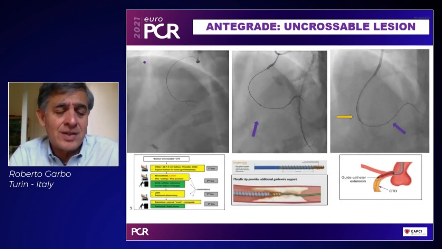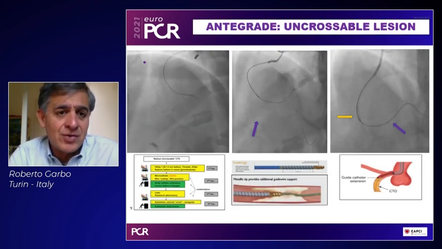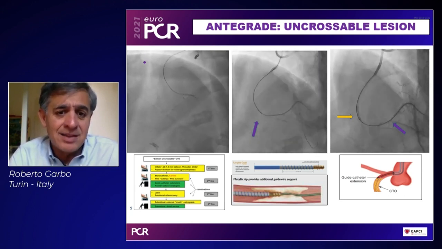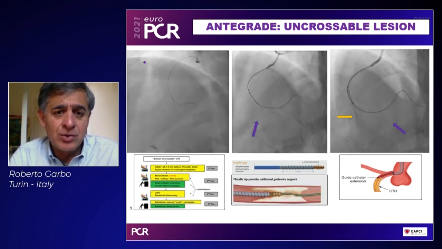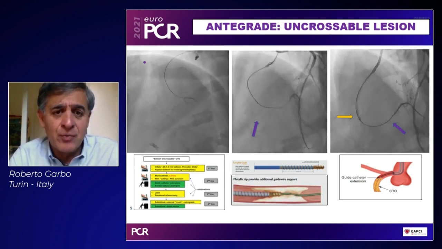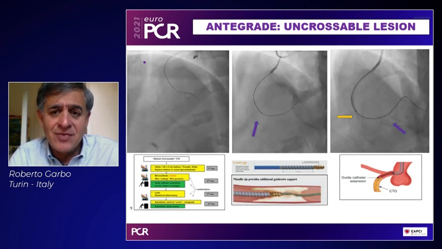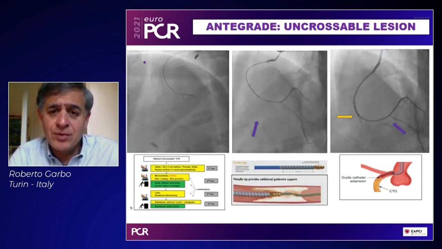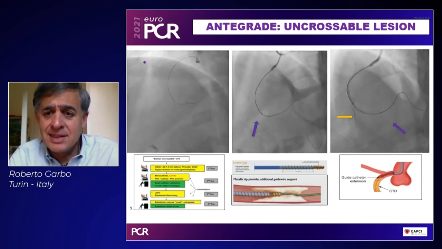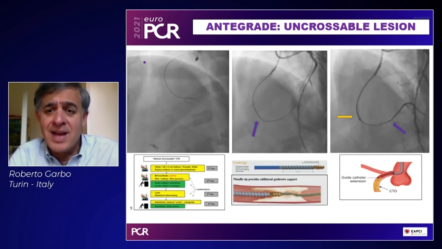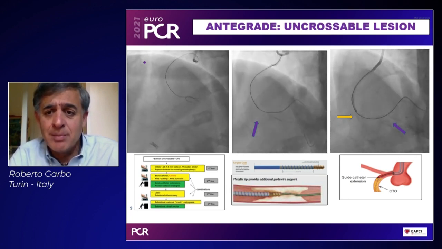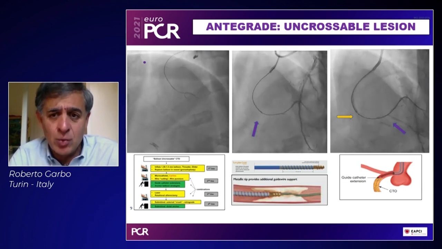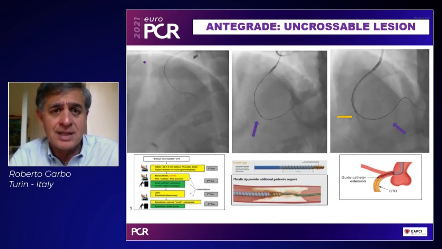Uncrossable lesion. This is another interesting case, in which after crossing the CTO of the right, I was not able to advance any microcatheter. Also, the Tornado, you can see on the arrow, was stopped before the occlusion. After the advancement of the guide extension, also in this case an Express, you can see that I was able to advance our microcatheter beyond the lesion, to cross, to change the wire, and to dilate for a very good result.